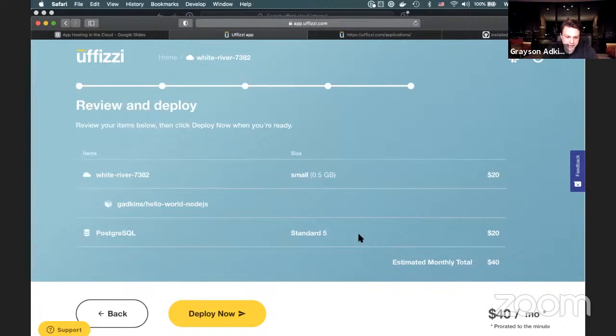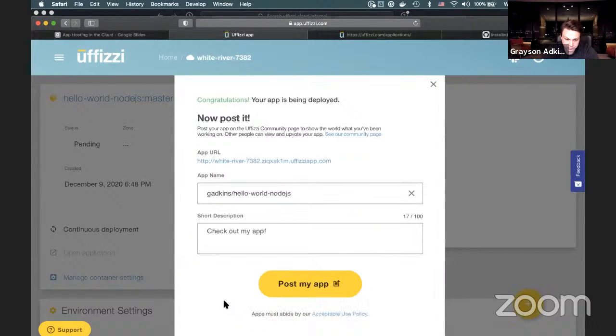So my application here is ready to go. I've got my app, my cloud environment I created, a small environment, the app I've added, and a Postgres instance here. And then I'm going to just click deploy. So congrats, your app's being deployed.